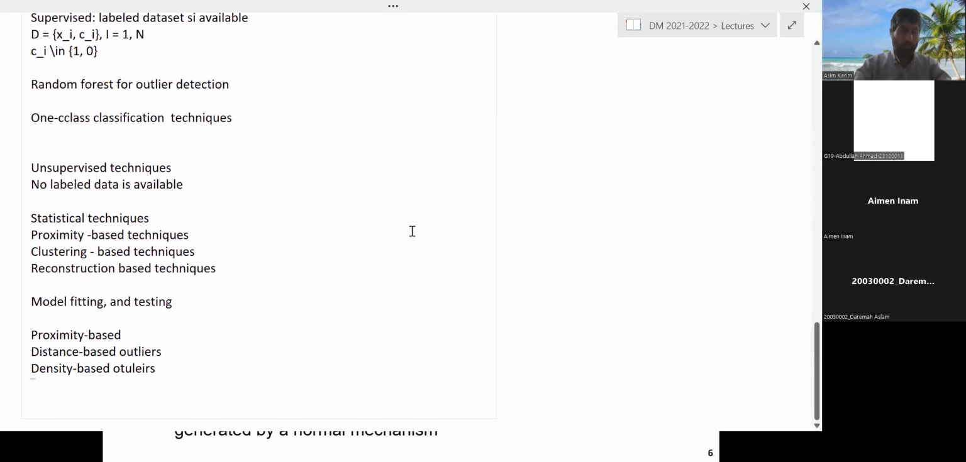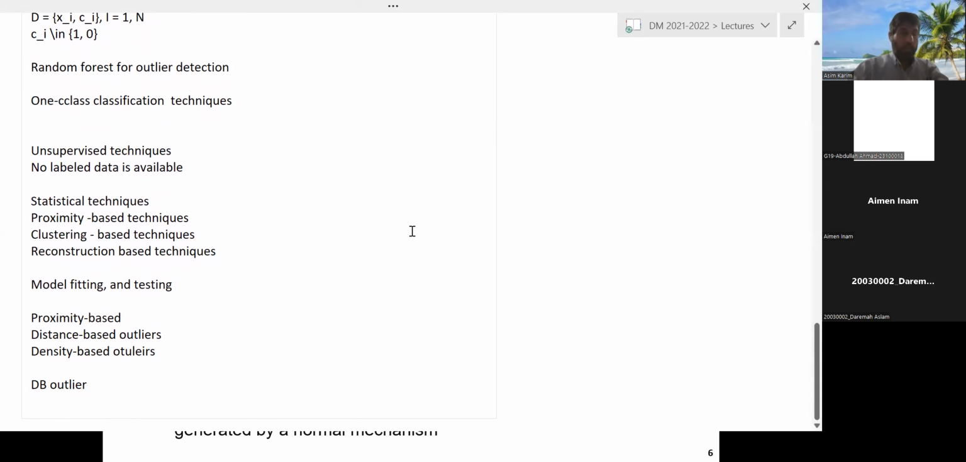So distance-based outlier, it's a very simple idea. And this is, of course, a global notion of outliers. Remember, we mentioned global and contextual. So this is global outlier detection. So the idea is that we have a parameter, let's say two parameters actually.